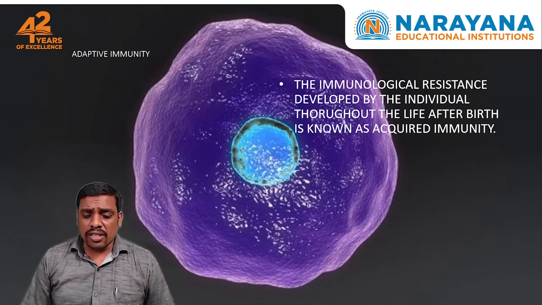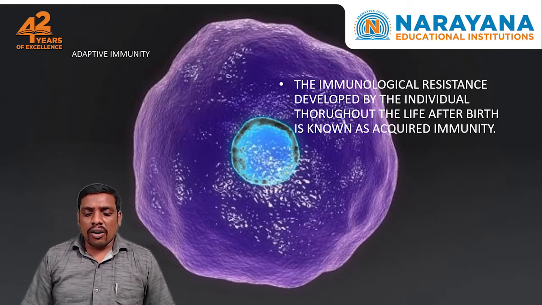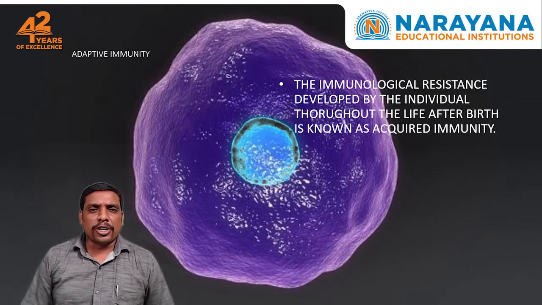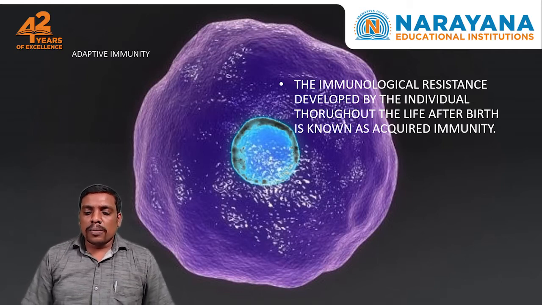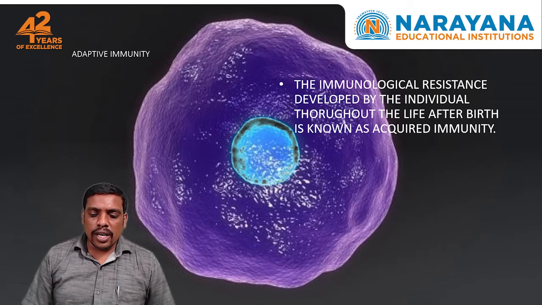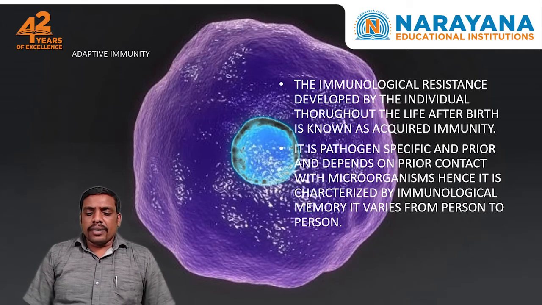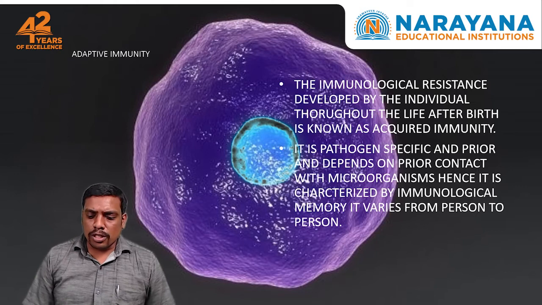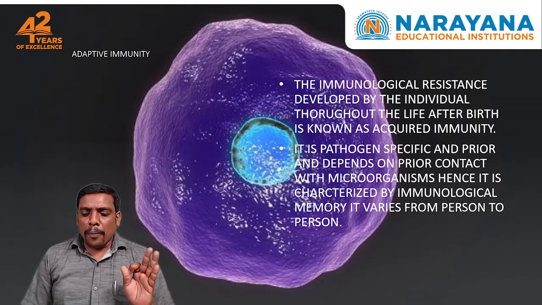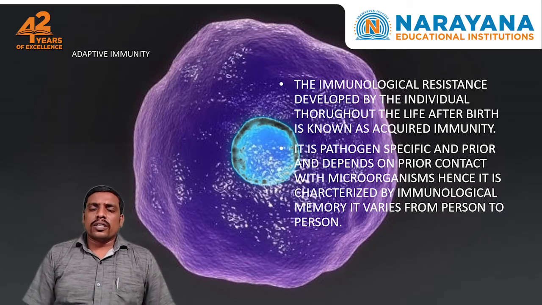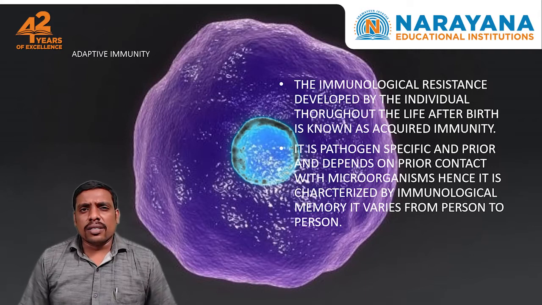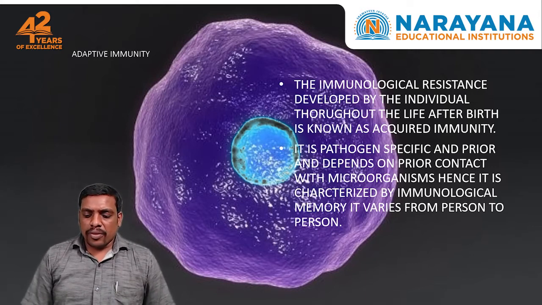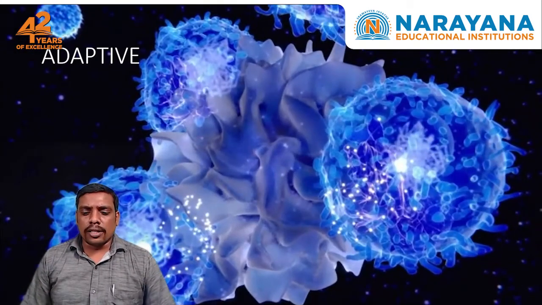The immunological resistance developed by the individual throughout life after birth is known as acquired immunity. Now, it is pathogen specific, as you know very well. Adaptive immunity is pathogen specific and depends upon prior contact with the microbe. So it depends upon microorganisms. Hence, it is characterized by immunological memory. It varies from person to person.